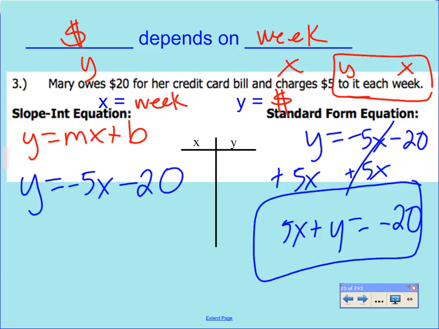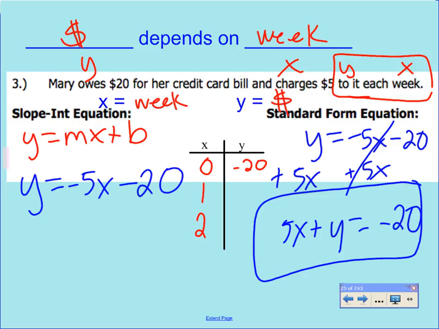Okay, let's pick 3 values here. That's not a fraction, so it doesn't matter. I'm just going to pick 0, 1, and 2. At week 0, how much money has she charged? Or how much money has she spent, Will? Good, so negative 20. At week 1, how much money has she spent? Or how much money is on her credit card bill? Amanda? Good, 25 or negative 25.